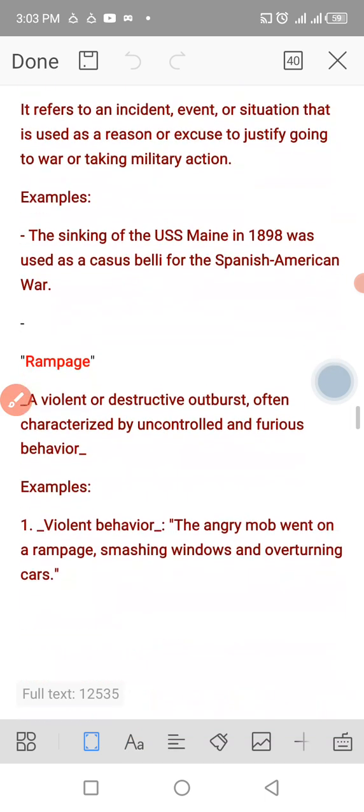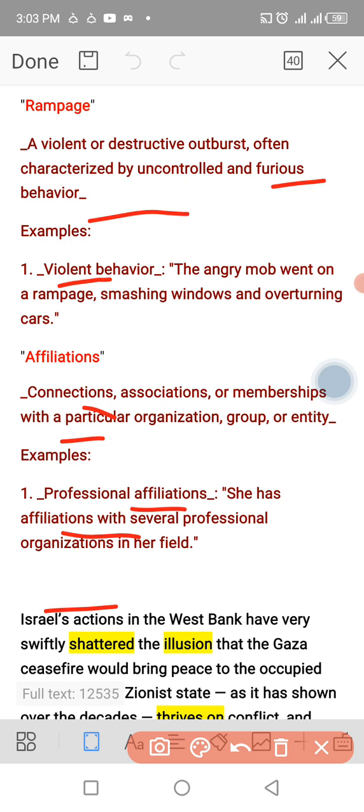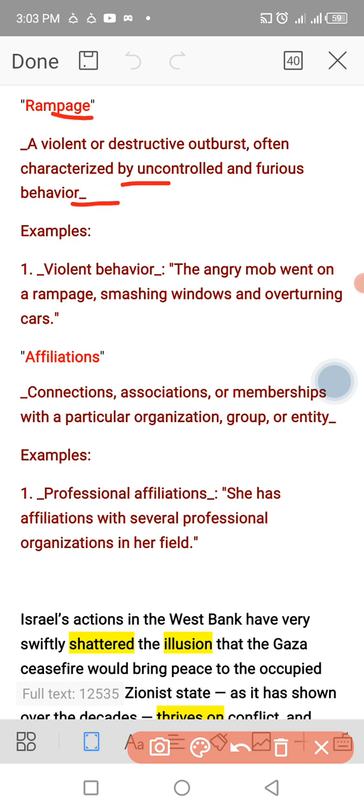Rampage: a violent and destructive outburst, often characterized by uncontrolled or furious behavior. The angry mob went on a rampage, smashing windows and overturning cars. Affiliations: connections, associations, or memberships with a particular organization, group, or entity. Professional affiliations: she has affiliations with several professional organizations in her field.